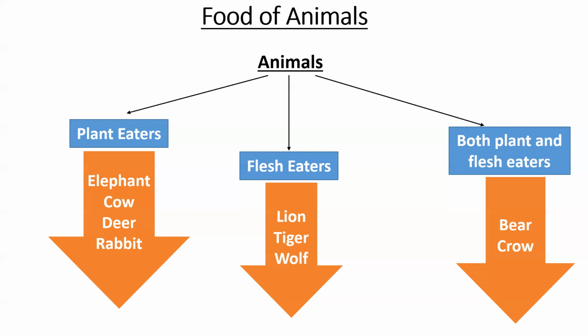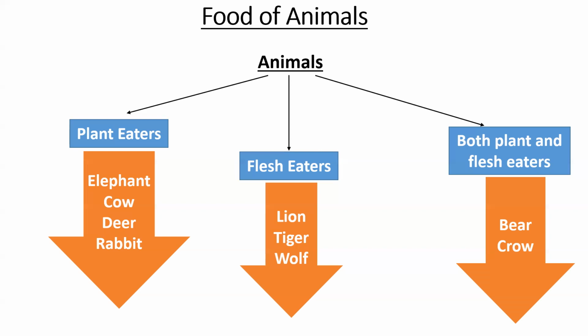Flesh eaters are the ones like lion. Lion likes to eat deer. So they are flesh eaters. They eat different animals. Now, bear and crow, they are the ones that like to eat plant and flesh both. अब बेयर को आपने देखा होगा ना, वो शुगर केन भी खा सकता है और वो फिश भी खाता है. सिमिलरली क्रो, क्रो को हम चपाती भी देते हैं ना चपाती, और वो इंसेक्ट वॉर्म्स भी खाता है. सो हुए ना both plant and flesh eaters. So I hope this is clear to you all.